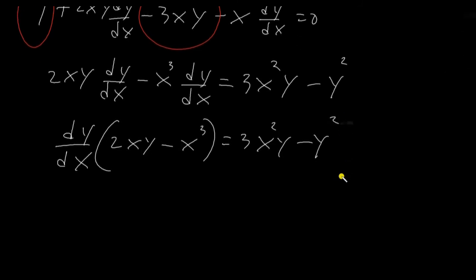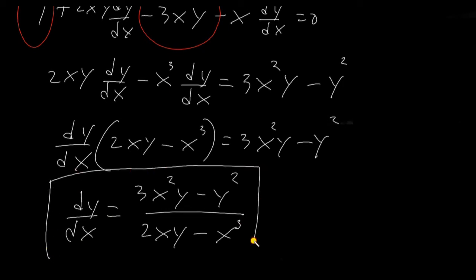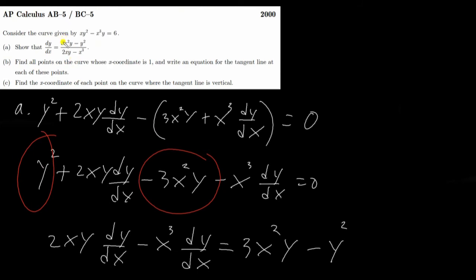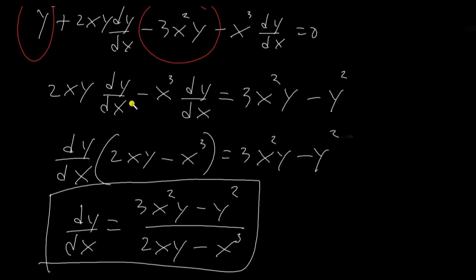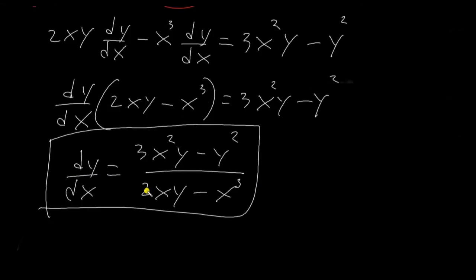And then the final step is to divide by 2xy minus x cubed. So we're solving for dy/dx, remember? And that gets us 3x squared y minus y squared over 2xy minus x cubed, right? That's our answer. Let's check that that's what we had in part A that they give us. 3x squared y minus y squared, 3x squared y minus y squared, and then 2xy minus x cubed, 2xy minus x cubed. We did that part right.